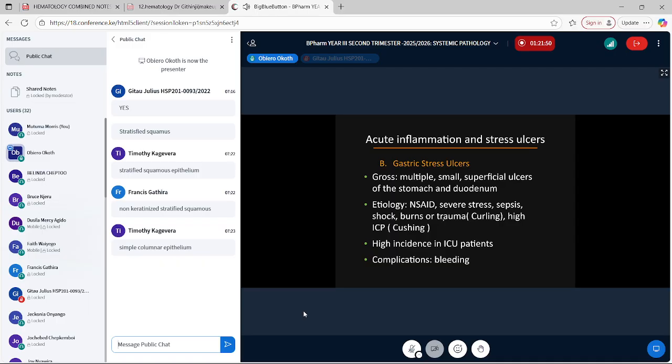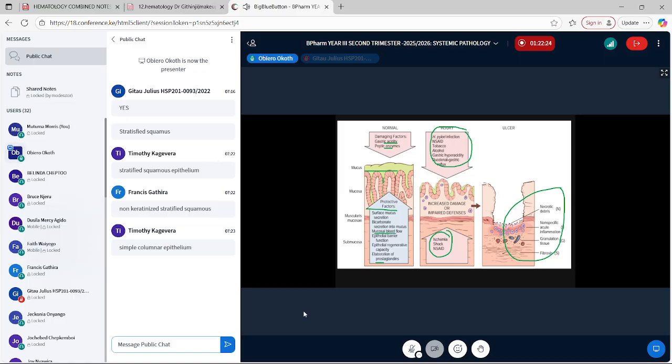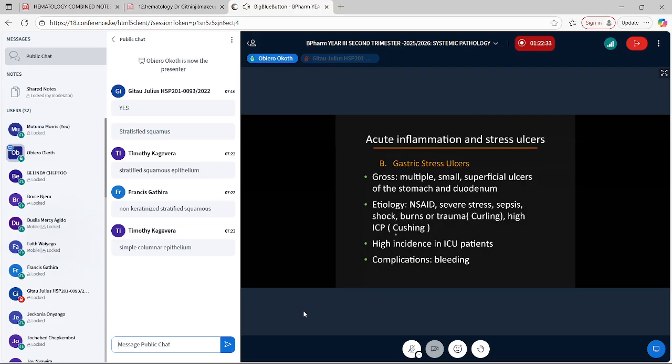Burns or trauma normally increase epinephrine, stress hormones, and glucocorticoids. The end result is increased vasoconstriction with decreased blood flow to the gastric mucosa. High intracranial pressure gives Cushing's ulcers, and this again has some form of abnormal systemic vascular resistance with vasoconstriction and decreased vascular flow. We said this blood flow has to be maintained. If you don't maintain it, you will impair the defenses. So any cause that is going to impair that will actually damage it.